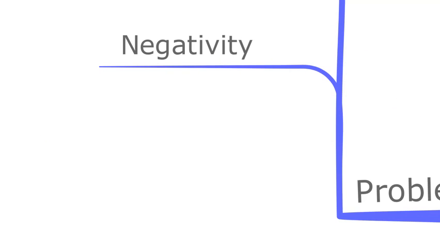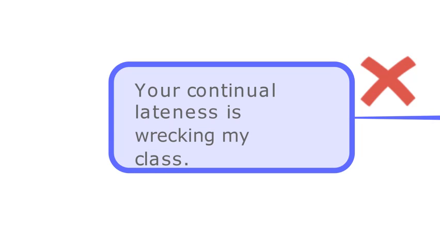Negativity. Well, that's a failure of tone too. You don't want to be negative even if you are giving bad news, even if you're firing somebody. If somebody is late to my class all the time and I say your continual lateness is wrecking my class, that doesn't help them or me, and it's unlikely to bring them to class on time.